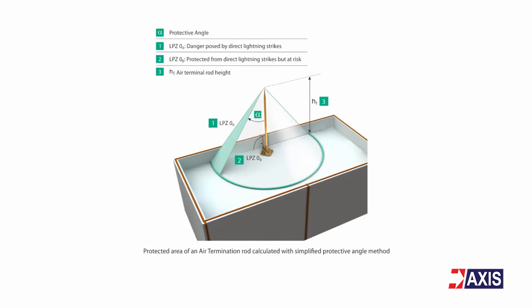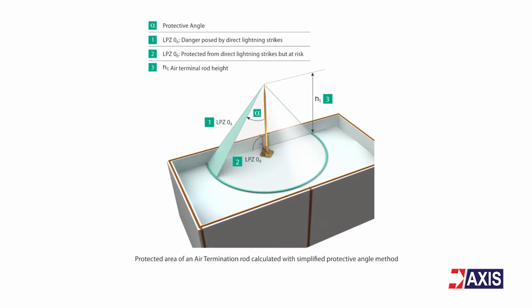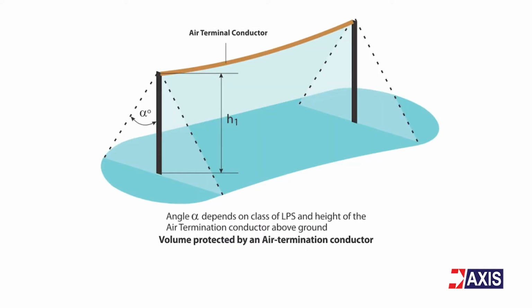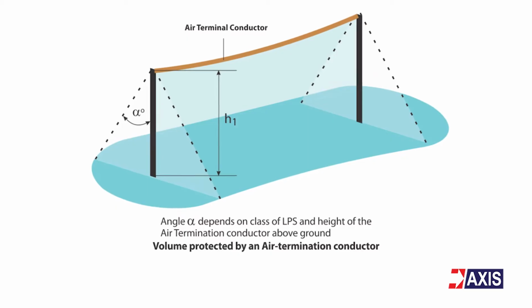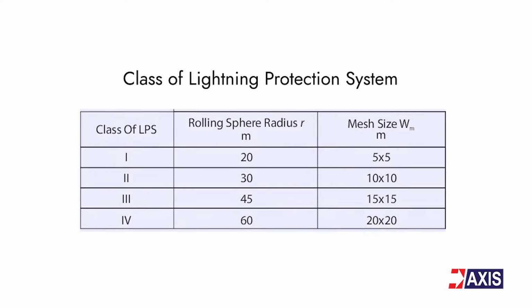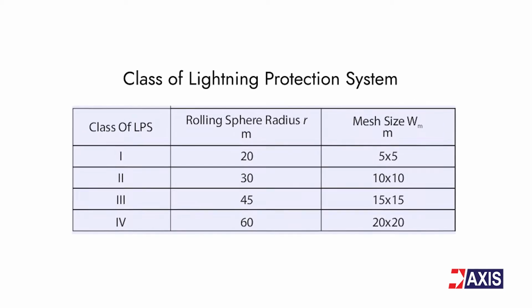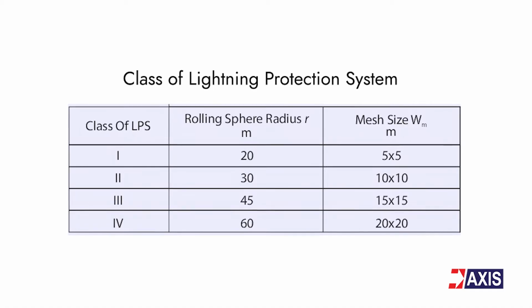The protected area will be cone shaped in the case of a simple air termination rod, but it can also be tent shaped in case of a catenary wire as shown in this figure. The angle of this cone is determined by the class of lightning protection chosen during the risk assessment phase of lightning protection design.